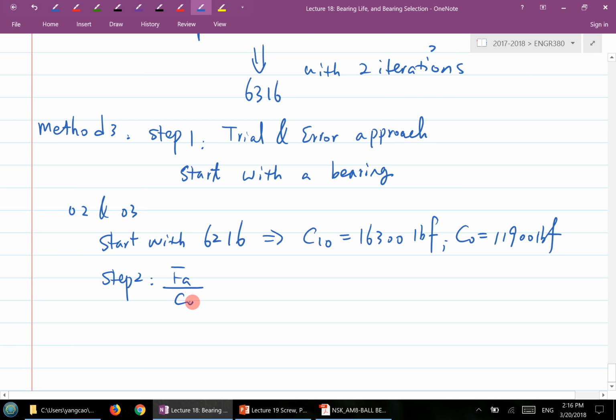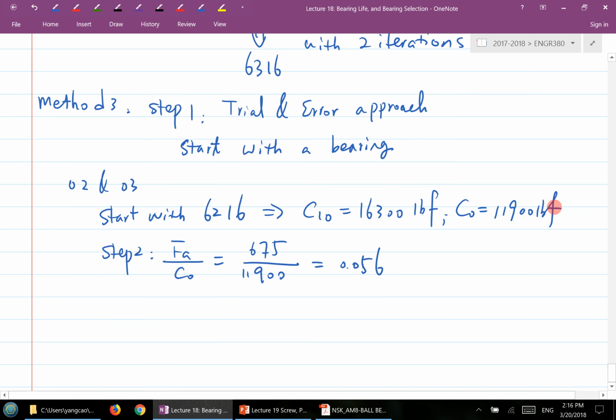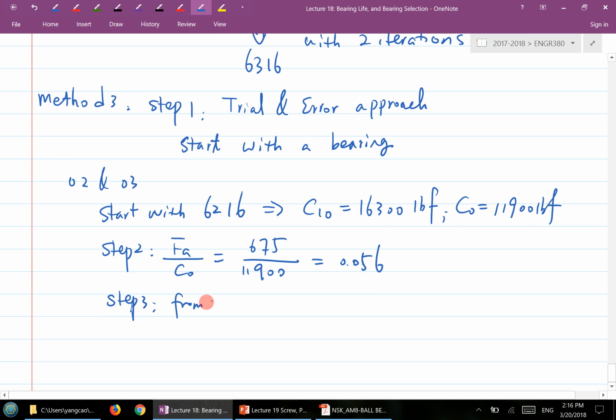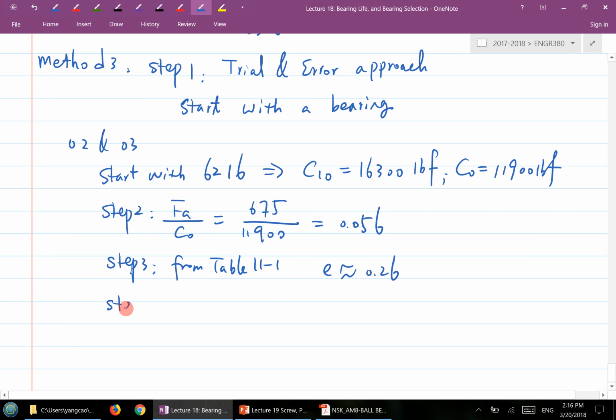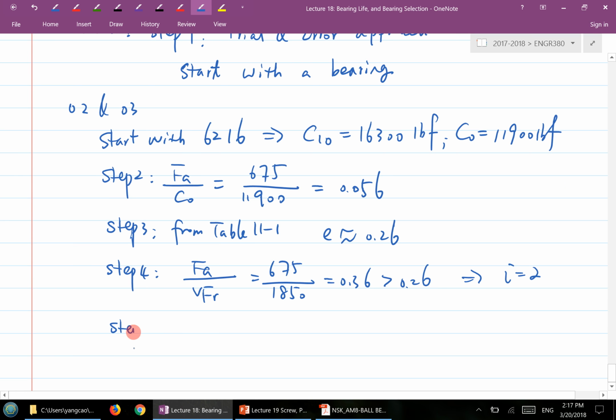Once we find this, then step number 2: we can calculate the ratio between FA and C0. This gives us 0.056. Then step number 3, from the same table, we get our E approximately 0.26. Then step 4, we can calculate the ratio between FA and VFR: 675 over 1850. It's the same value, 0.36. Again, it is greater than the E value here, so your Y is still going to be 2. Step 5, we will recalculate the equivalent force.